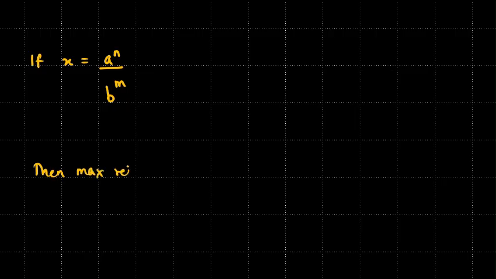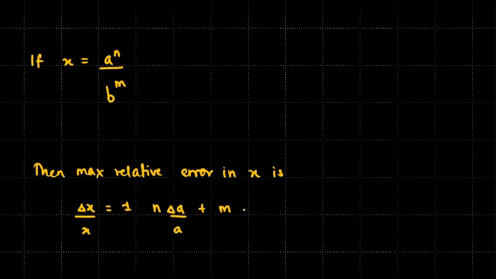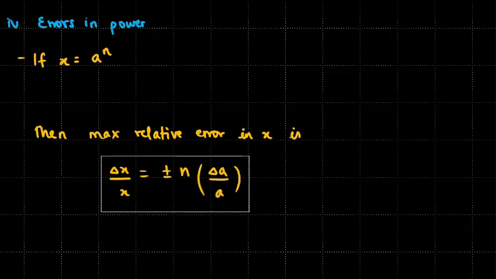maximum relative error in x is delta x by x equals plus or minus n delta a by a plus m delta b by b. So this is a little bit more complicated one. So if you understand this one, then you will of course understand the first case.